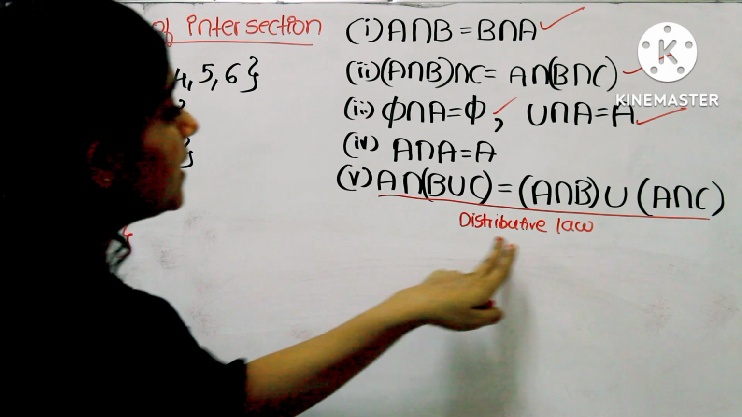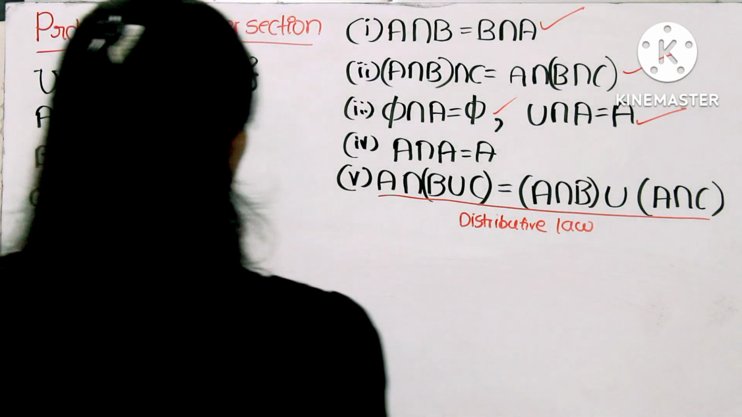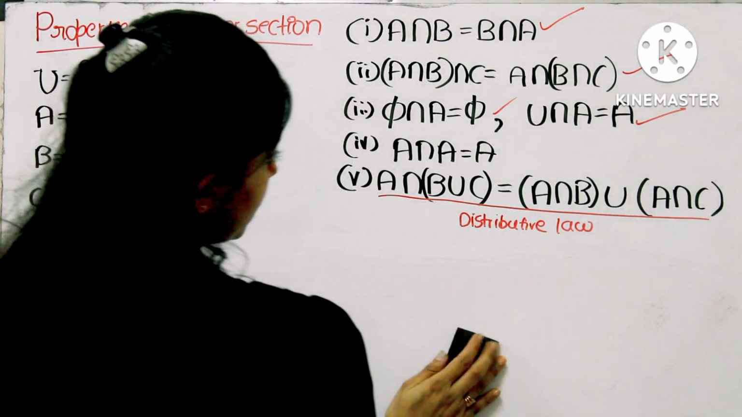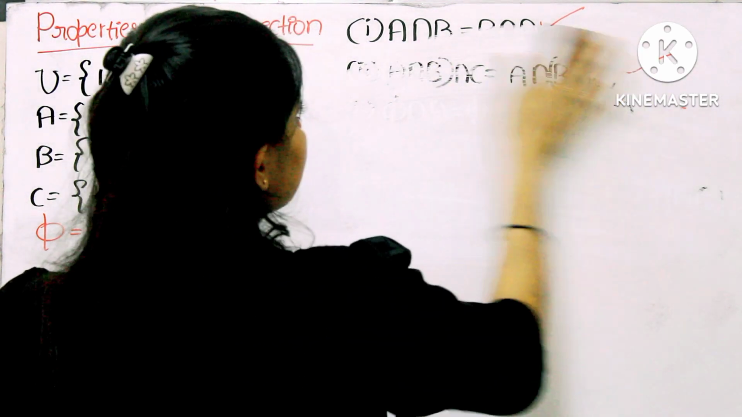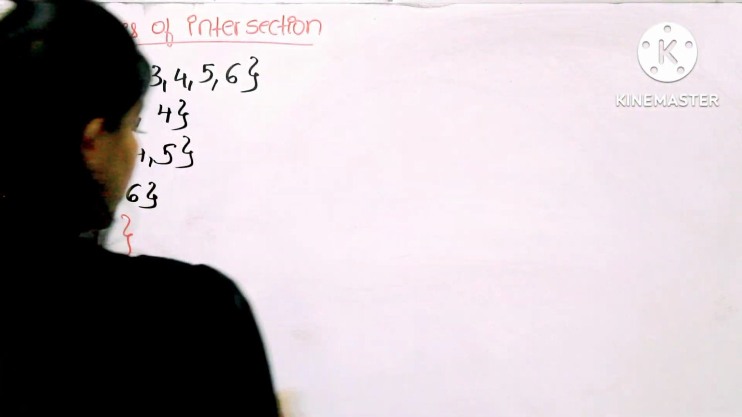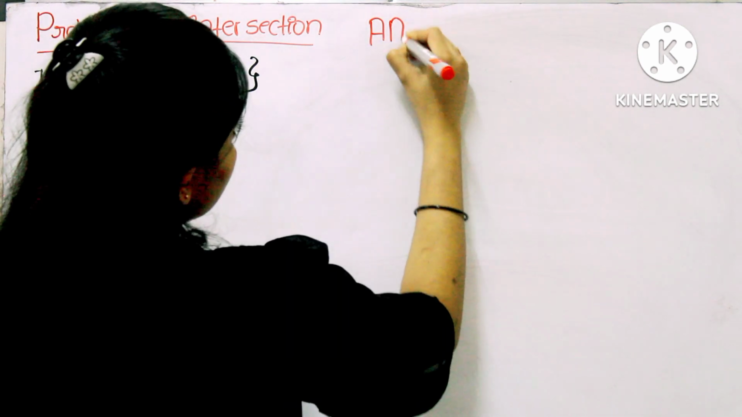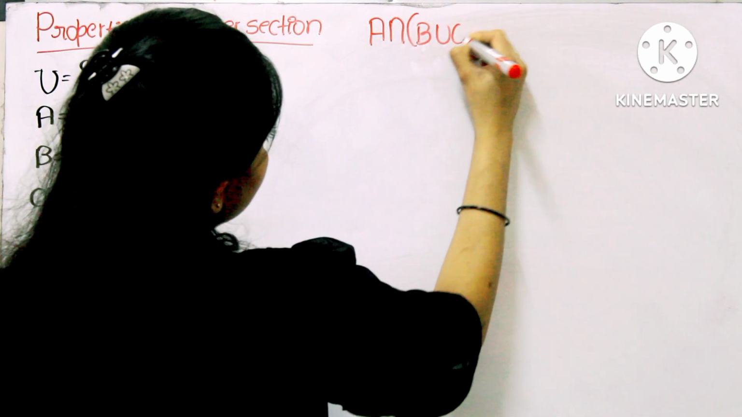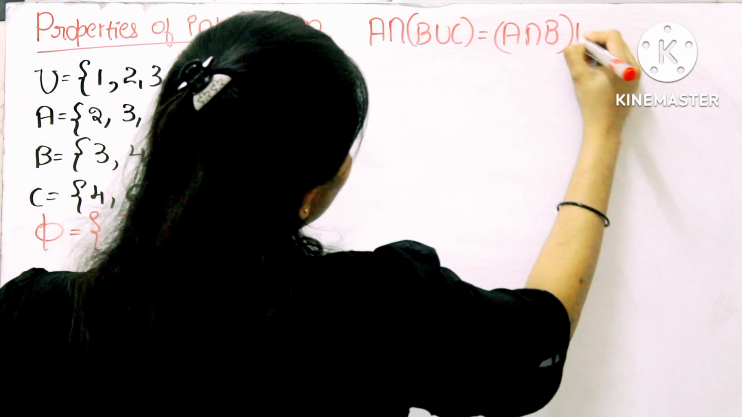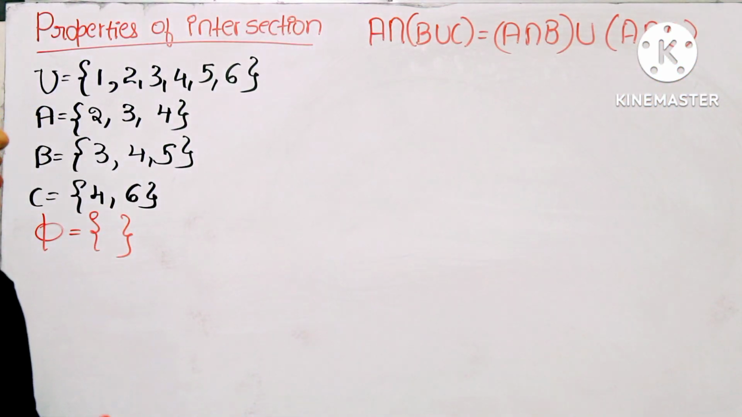There is no doubt. The next one is the distributive law. So let's prove this distributive law, taking this example. We'll write here. The last one is the distributive law, that is A intersection (B union C) is equal to (A intersection B) union (A intersection C). So this is the distributive law.